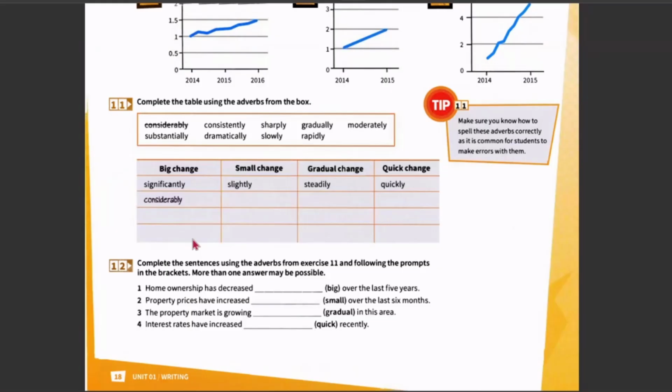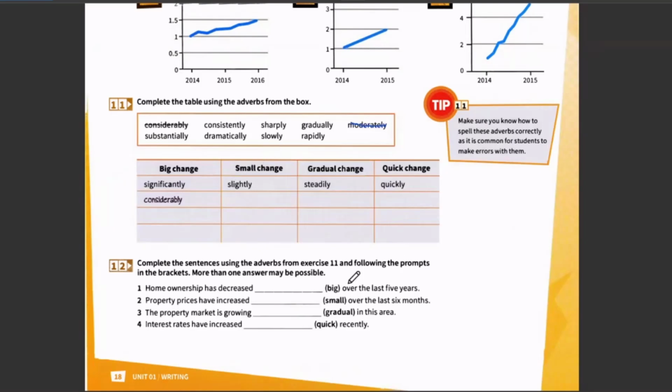Slowly is for small change? No, it's for gradual change, because gradual means something happening very slowly. That is slowly, for gradual change. For small change: moderately. Yes, very good. Slightly and moderately. Excellent. So these two are for the small changes, moderately and slightly.